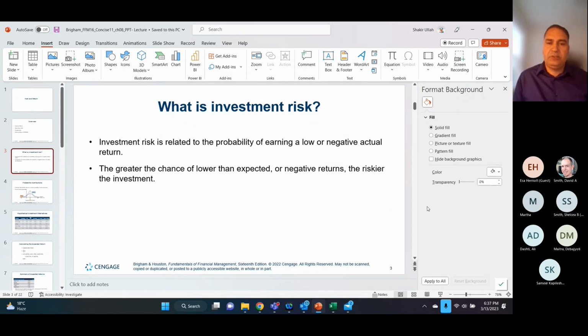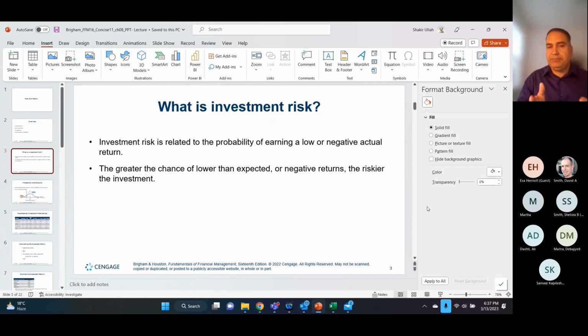So when you make an investment, you don't want to make a loss. So that is the unwanted outcome. And the possibility of having that unwanted or negative result, or negative outcome, or negative return, is what we call the risk. So if you go to the higher side and you earn much more than what you expected, you're very happy, but you don't want to go to the negative side.